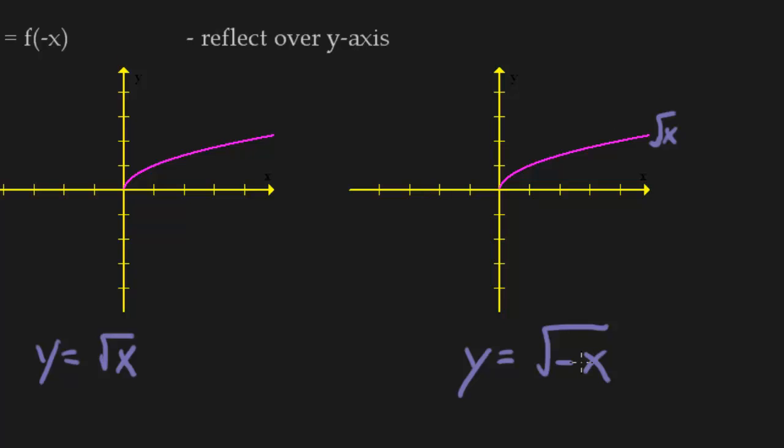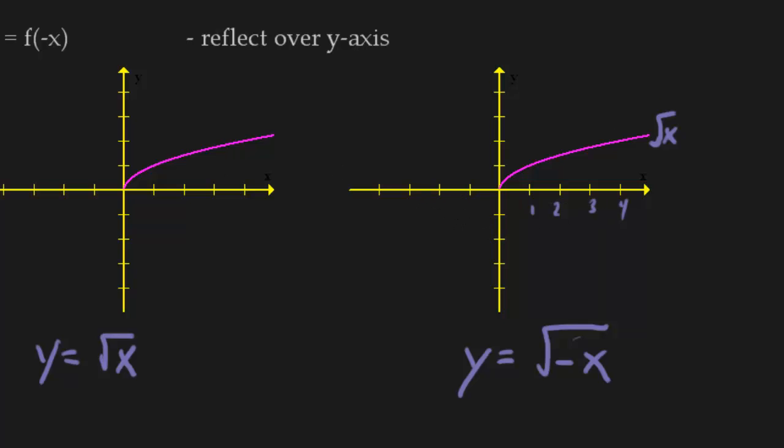Well, what happens when I plug in 4 now? I'll get the square root of negative 4. I can't even do the square root of negative 4. So that actually means that I can't plug in any of these positive x values, because I'm going to end up square rooting a negative when I plug it in here. So I can't plug in any of these.